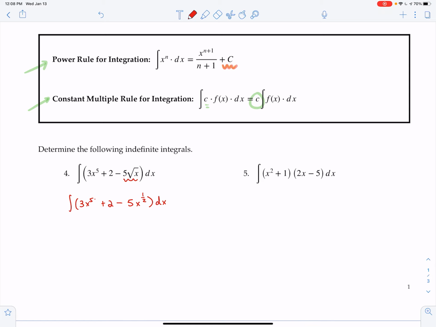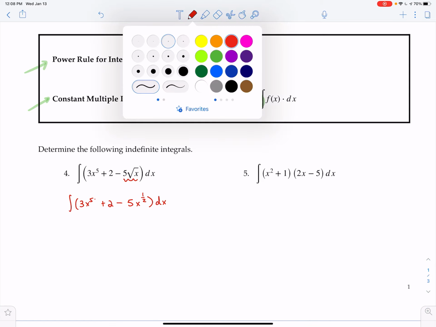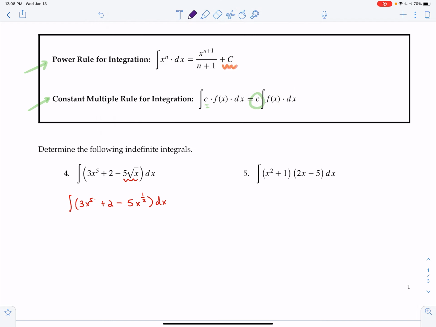We can further make this easier for ourselves by doing the following. Look at this. This red line here is the same as this purple line. But using the constant multiple rule and also using a rule that lets us separate these functions, I can break this down into actually 3 separate antiderivatives. And that's what I am going to do.